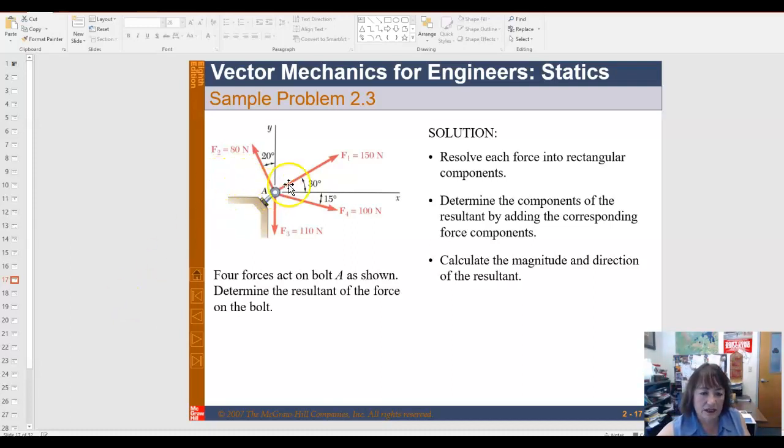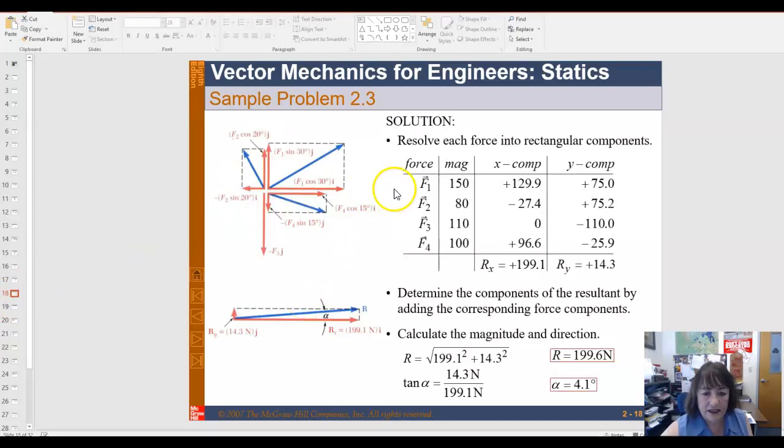Now, just a couple of points. If you look at F1, you look at the orientation of the x and the y axes. Generally speaking, x is considered positive to the right, y is considered positive up. So F1 has a positive x and a positive y component. F4, on the other hand, has a positive x but a negative y component. F3 has no x component at all, or the x component is 0, and the y component is negative. And force 2 has a negative x and a positive y component. So on the next slide, you'll see the way that we've broken this up. They keep in mind those signs.